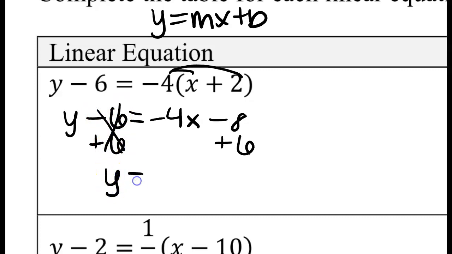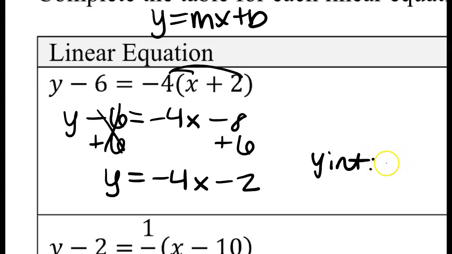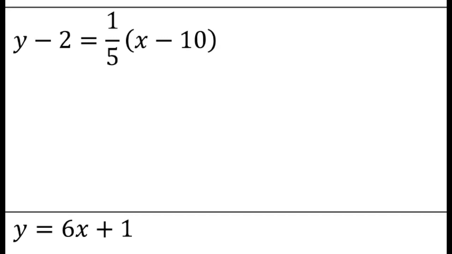You get y equals -4x. There were no like terms to combine with x, so I just bring it down as is. -8 plus 6 is a -2. So now that I'm in slope-intercept form, I can easily identify that the y-intercept is -2. Let's do one more example where you have to convert point slope form over to slope-intercept, and then we'll talk about standard form as well.